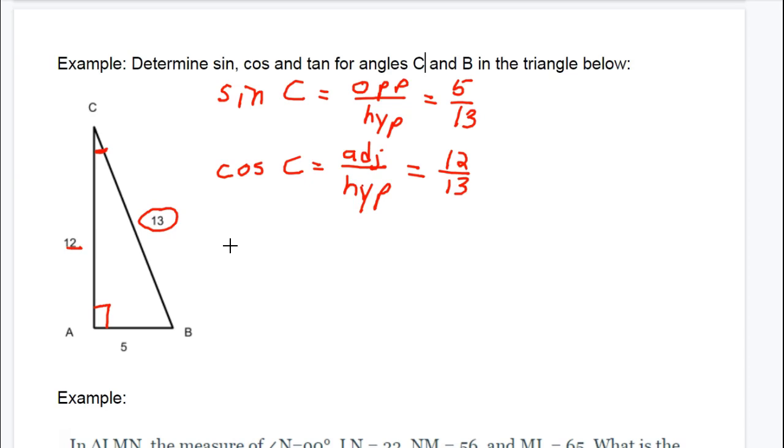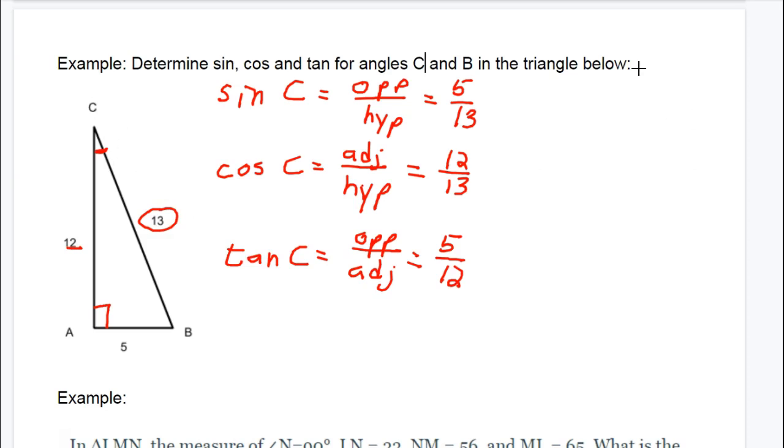And my tangent for angle C is going to be my opposite over my adjacent. TOA, right? So, ka, TOA: opposite over adjacent. The opposite we said was down here. That's 5. And my adjacent is 12. That was for angle C.